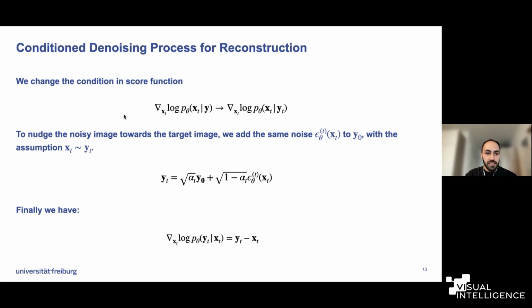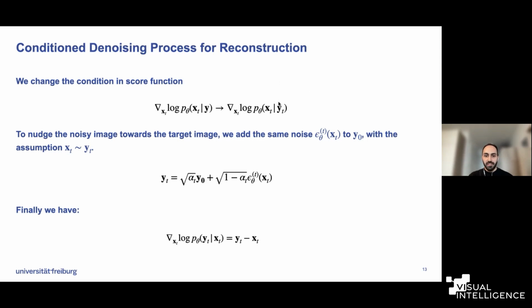So first we look into our conditional score function. If we try to condition xt on y, it's a bit challenging because xt and y are not from the same signal to noise ratio. So instead of conditioning on y, we condition on yt. It's easier because now xt and yt are on the same signal to noise ratio.